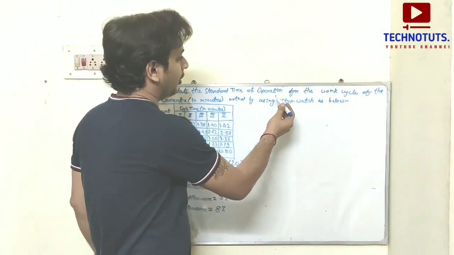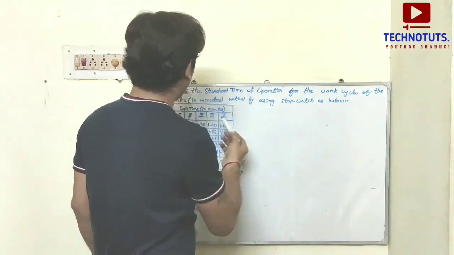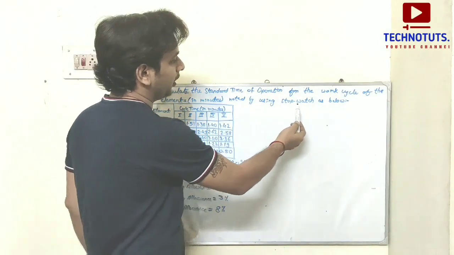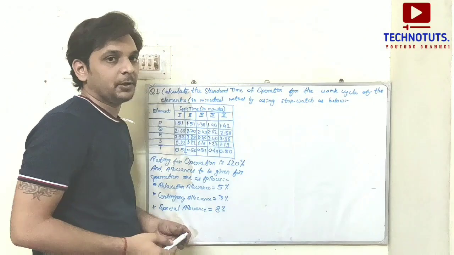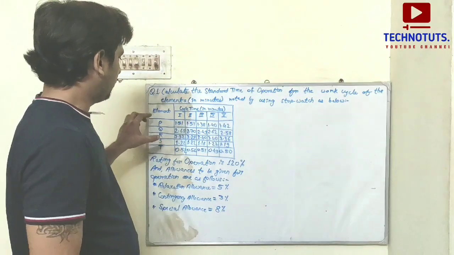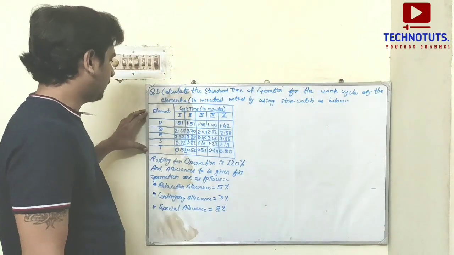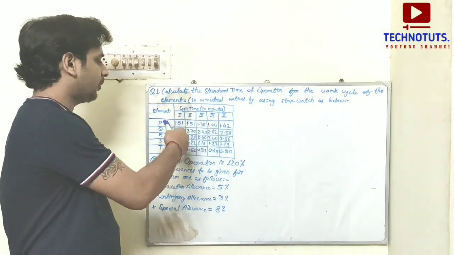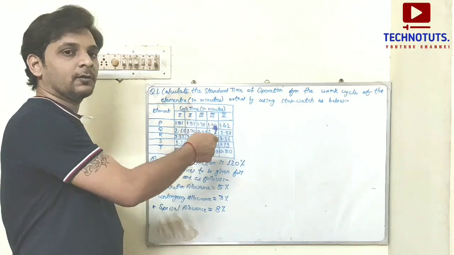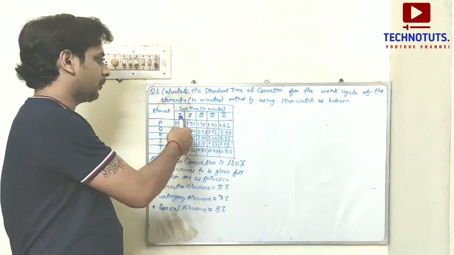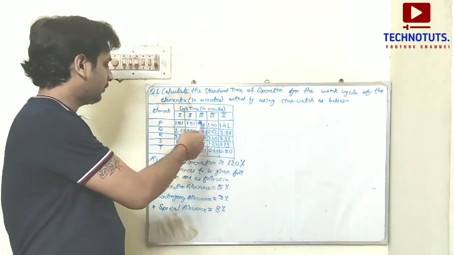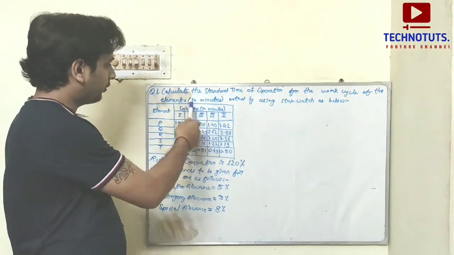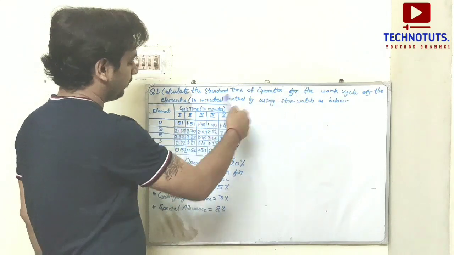Calculate the standard time of operation for the work cycle of elements given in minutes, noted by using a stopwatch, as below. There are 5 elements given, P, Q, R, S, T, and cycle times for each element are also given in minutes. So there are 5 cycles for each element and there are 5 elements. We have to calculate the standard time of operation for this work cycle.